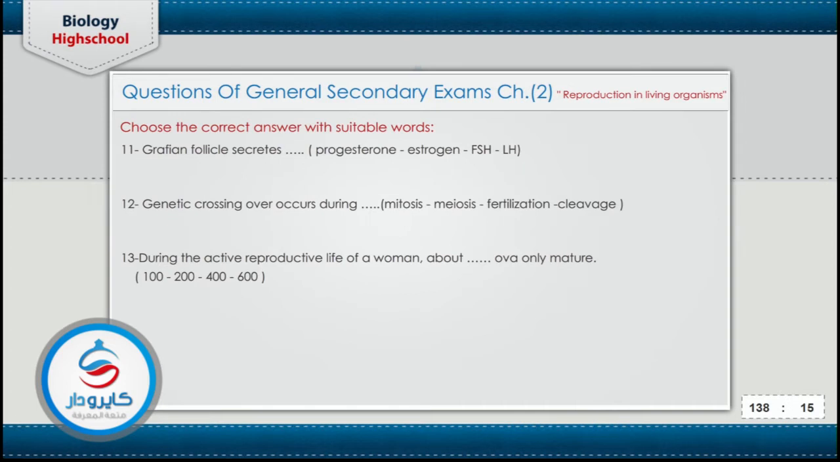The gravium follicle secretes progesterone, estrogen, FSH hormone, LH hormone. The answer is the estrogen. That acts as a hormone which is called the estradiol hormone.